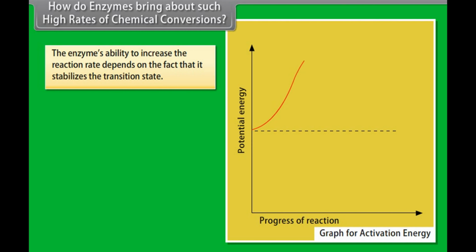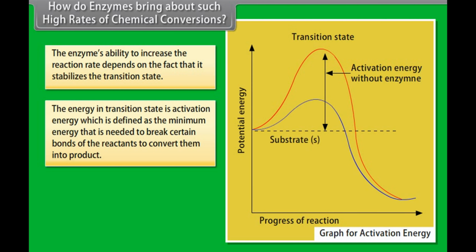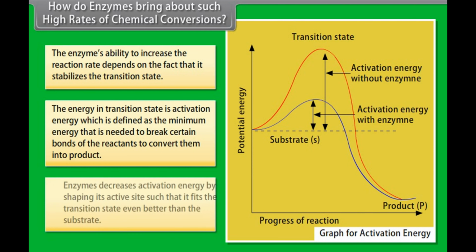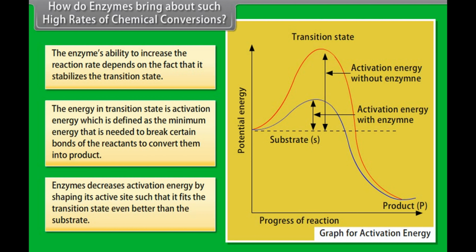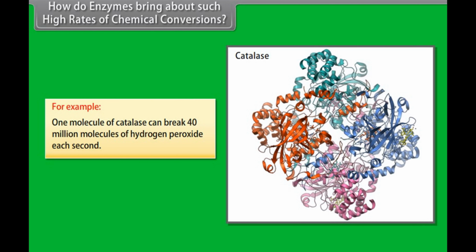The enzyme's ability to increase the reaction rate depends on the fact that it stabilizes the transition state. The energy in transition state is activation energy, which is defined as the minimum energy that is needed to break certain bonds of the reactants to convert them into product. Enzymes decrease activation energy by shaping their active site such that it fits the transition state even better than the substrate. For example, one molecule of catalase can break 40 million molecules of hydrogen peroxide each second.